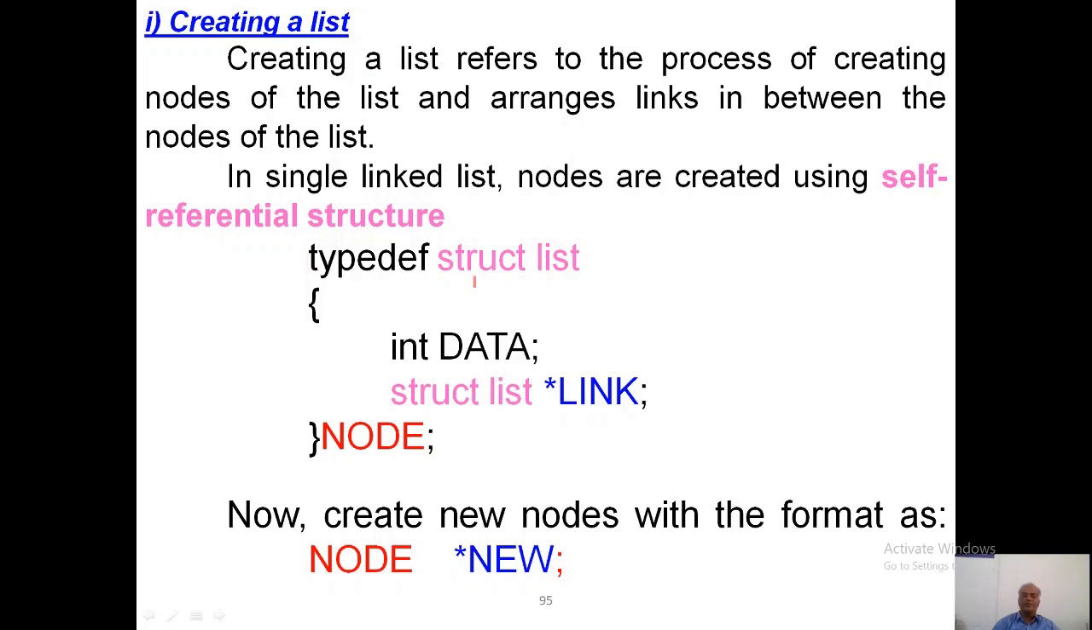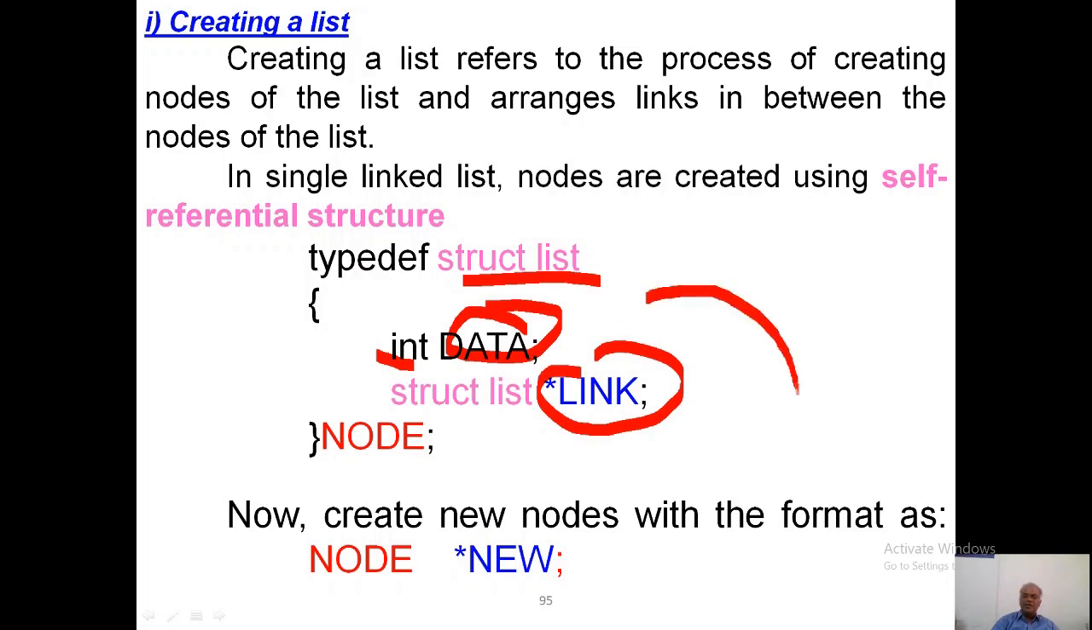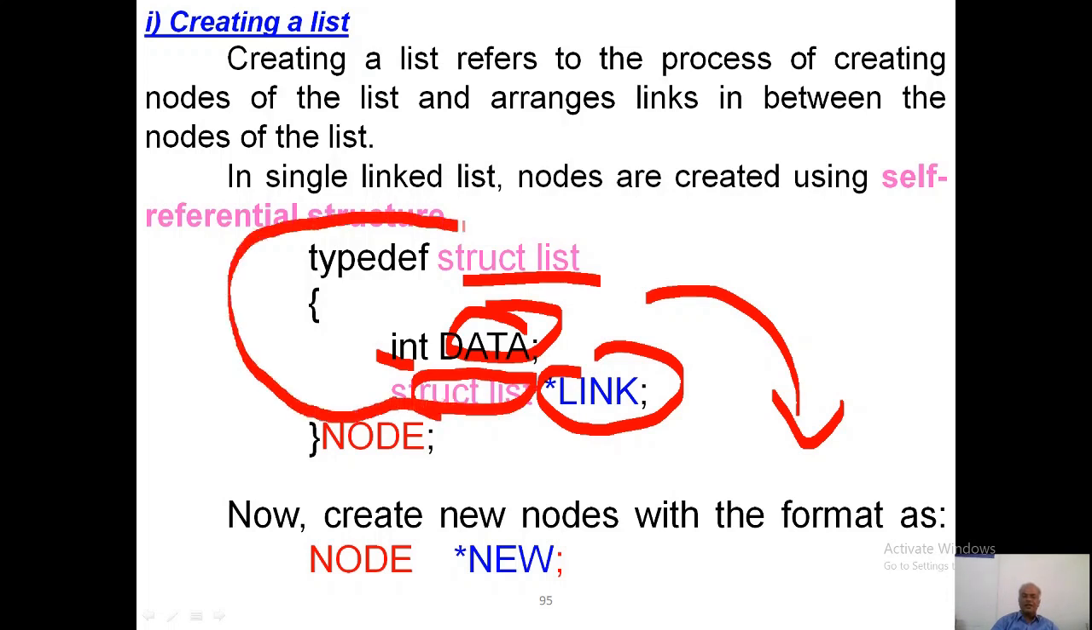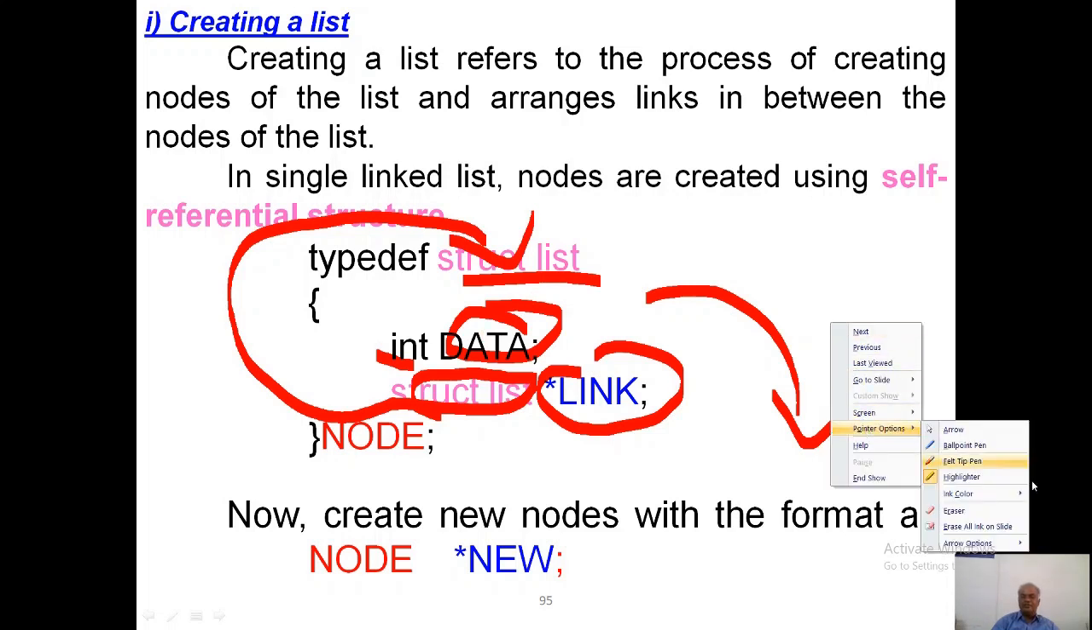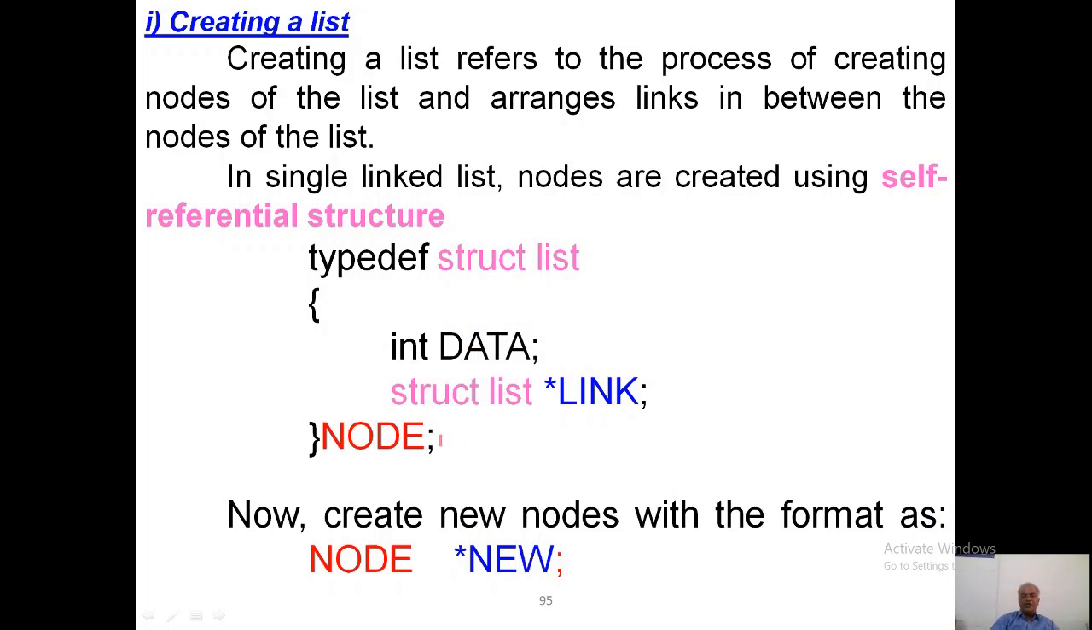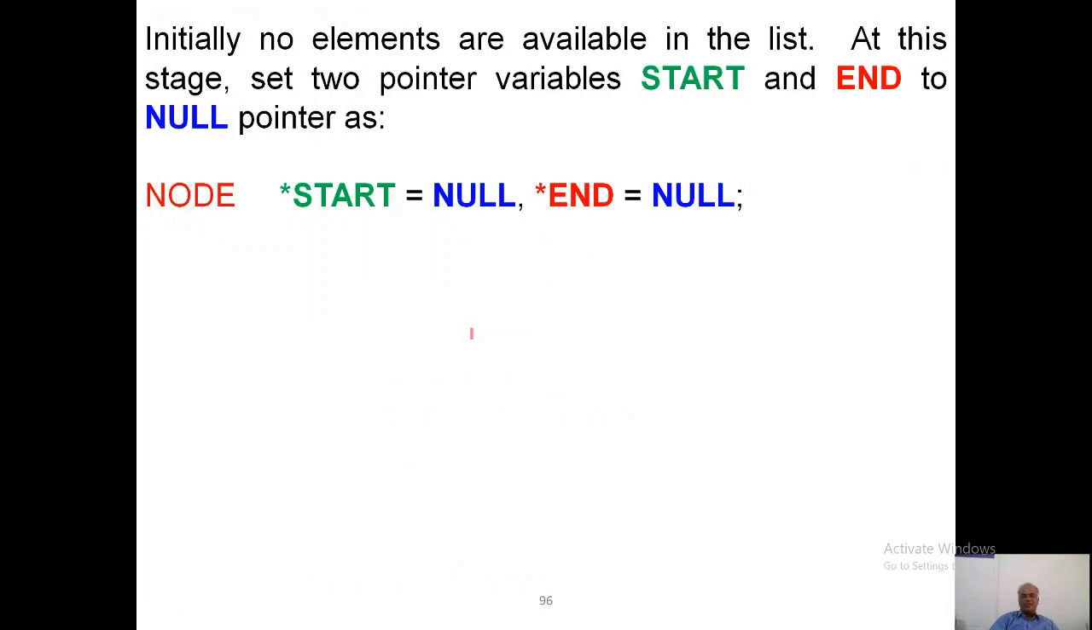The linked list is going to be created by using a self-referential structure. That is, typedef struct list, with int data part and link part. This link is going to establish the next link, so that is called a self-referential struct list. Whenever we specify struct list, again it has data and then it has a link. That is the specification. So it creates the new node by using a self-referential structure.